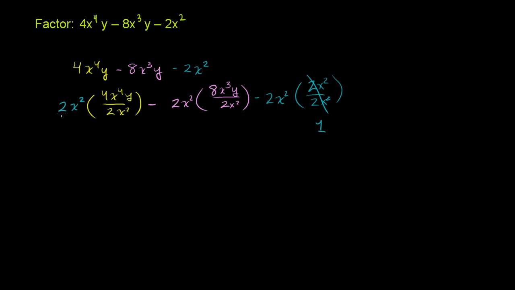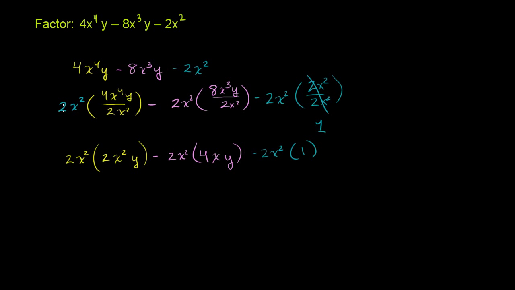This first term simplifies to 2x squared times, now 4 divided by 2 is 2. X to the fourth divided by x squared is x squared. And then y divided by 1 is just a y. So it's 2x squared times 2x squared y. And then you have minus 2x squared times 8 divided by 2, which is 4. X to the third divided by x squared is x. And y divided by 1 is just y. And then finally, you have minus 2x squared times 1.